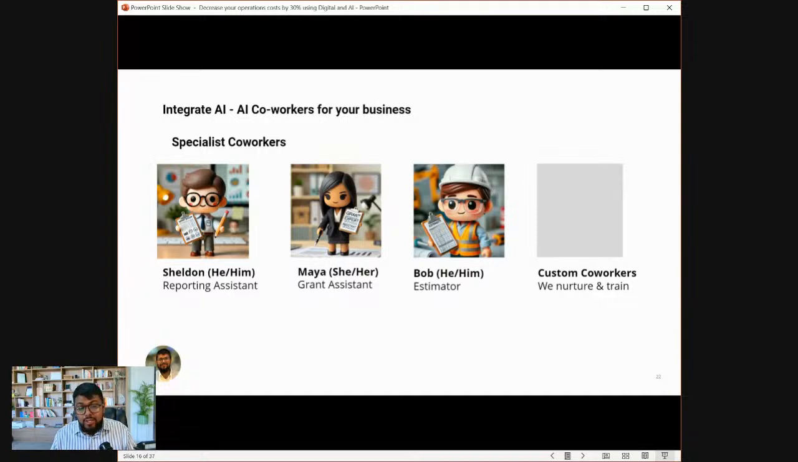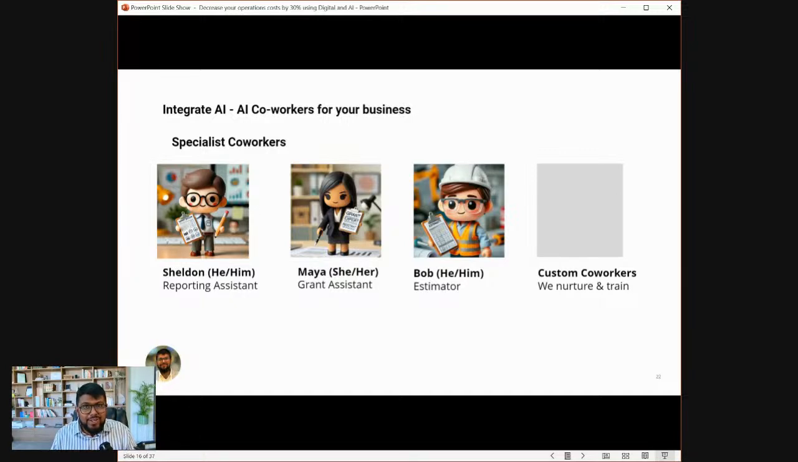You have Maya, whom we developed for one of our clients who required a very proficient grant assistant, because their organization's funding relies on these grants. And then we have Bob, whom we developed for the construction industry, who's an estimator able to help with estimation. But more importantly, every organization has different needs, so we are able to develop custom co-workers for them.